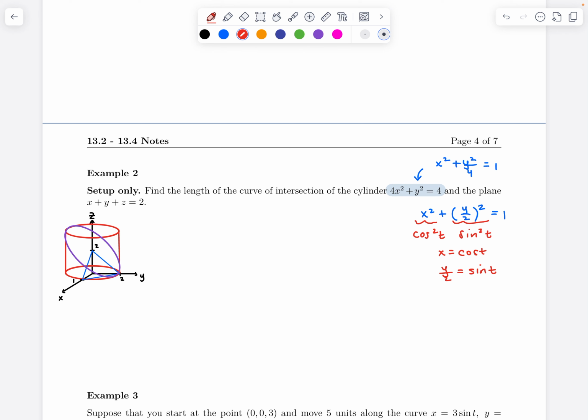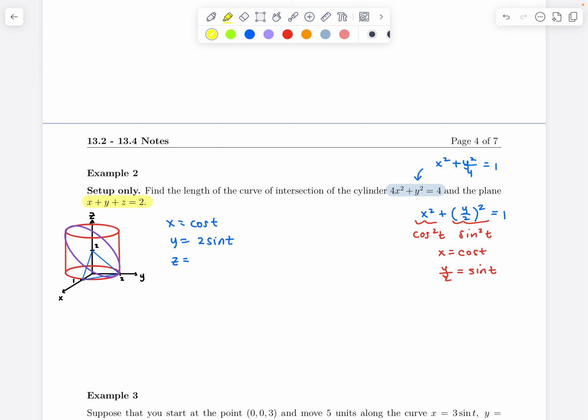So if I want to start writing my vector equation, I now have part of the parametrization. I have that x is cosine t, and that y will be 2 times sine t, just solving that bottom equation for y. But then I have to figure out what z is. Now, z is unrestricted by this ellipse, which means I'm not going to figure out what z should be from the equation of the ellipse. Instead, I'm going to come over and think about the equation of a plane.